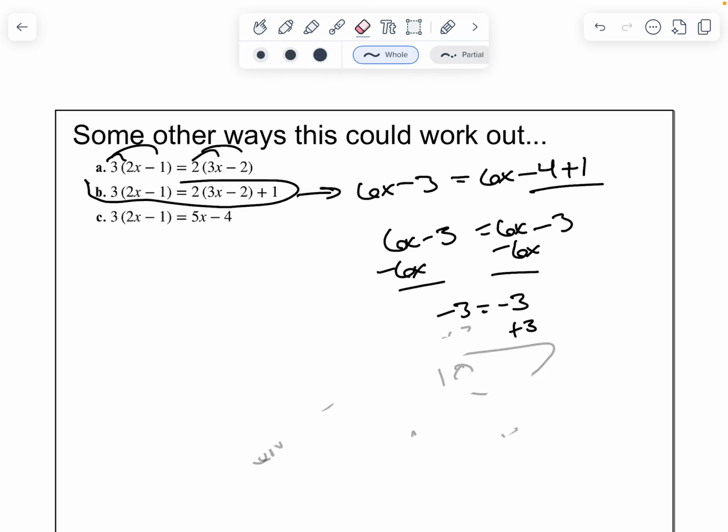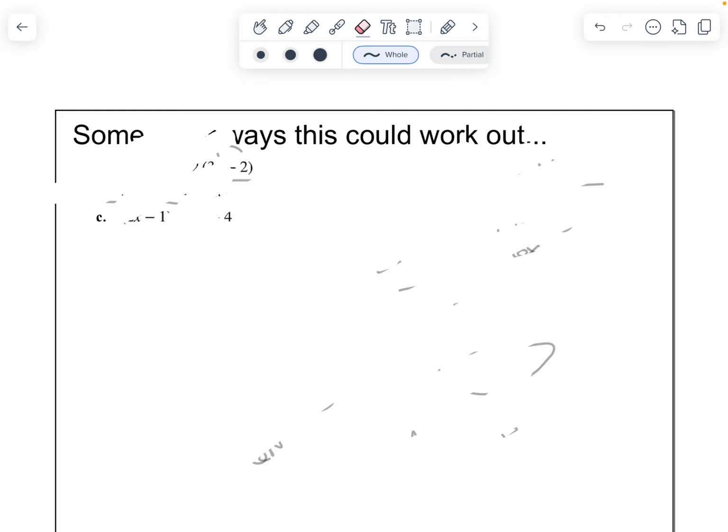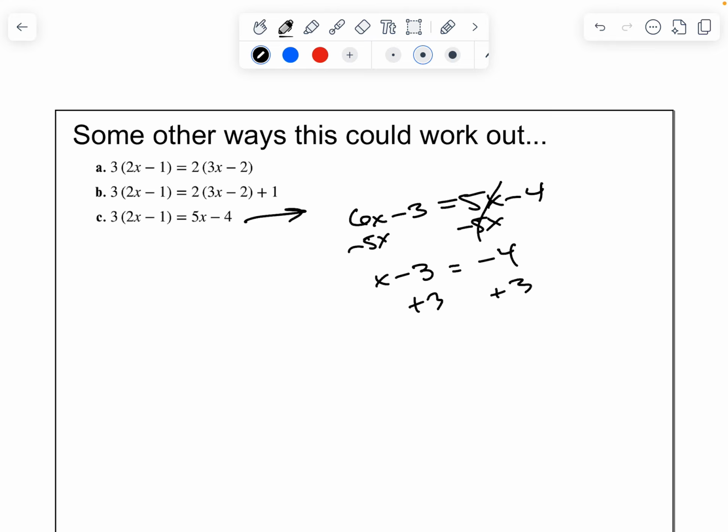All right, so we have a contradiction. That means no answer is true. We have an identity. That means any answer is true. And then we have one more type, 6x minus 3 equals 5x minus 4. Subtract the 5x. And this looks like it's working out much better than the last ones, and we actually get a solution. We actually get one solution.